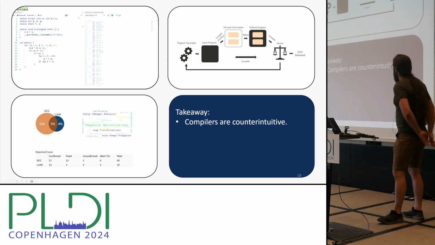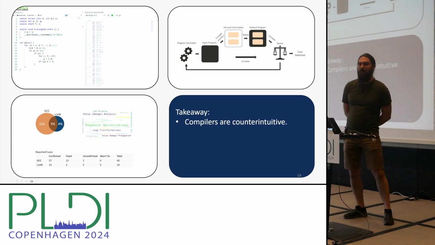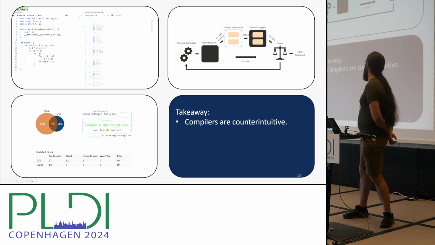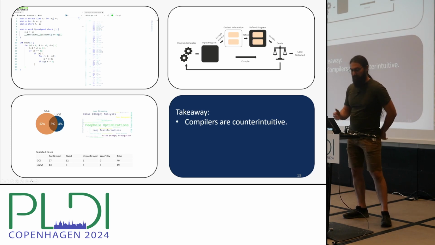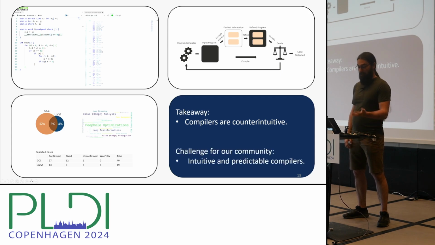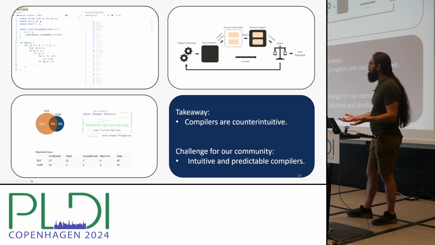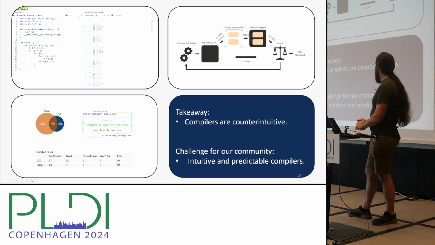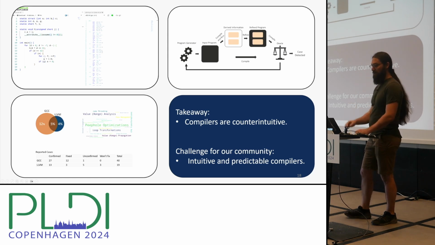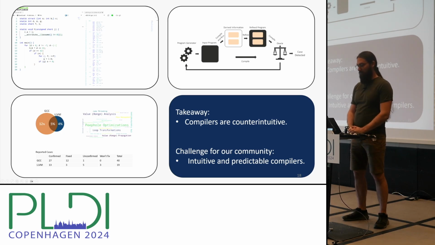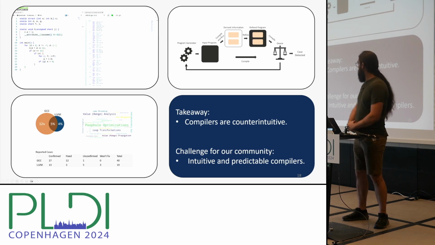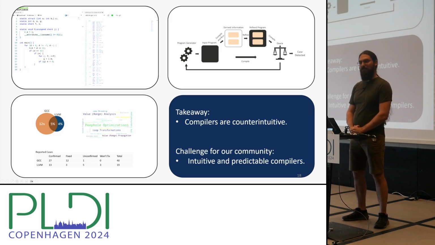Maybe the one takeaway of this work is that compilers can sometimes behave very unintuitively, especially from the perspective of the users. A challenge for our community is how do we actually build compilers that always behave intuitively and predictably? And what kind of tools and research do we need in order to achieve such a goal, especially for these interactions with users that are trying to fight or help the compiler. So thank you for your attention, and I'm ready for questions.